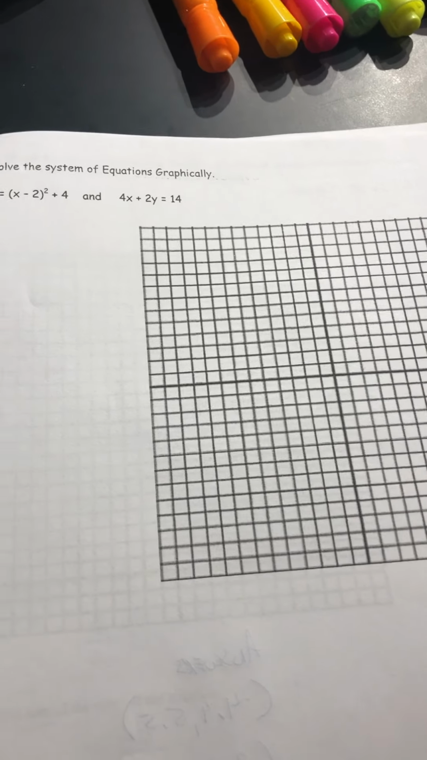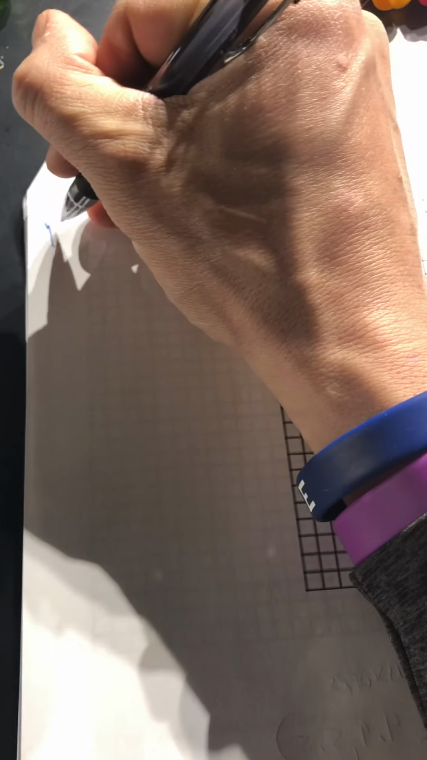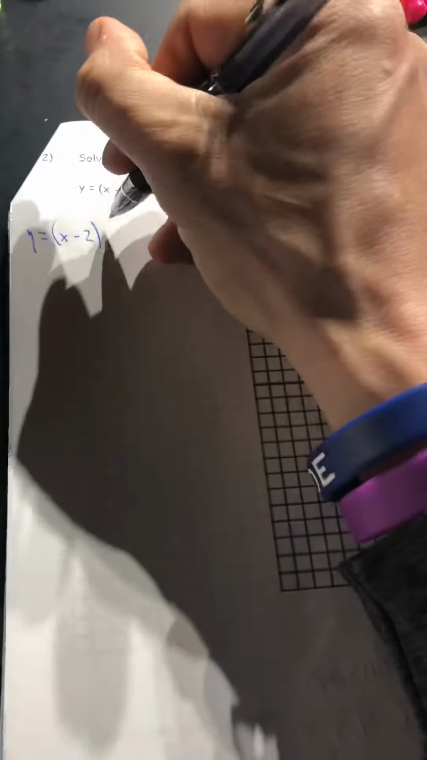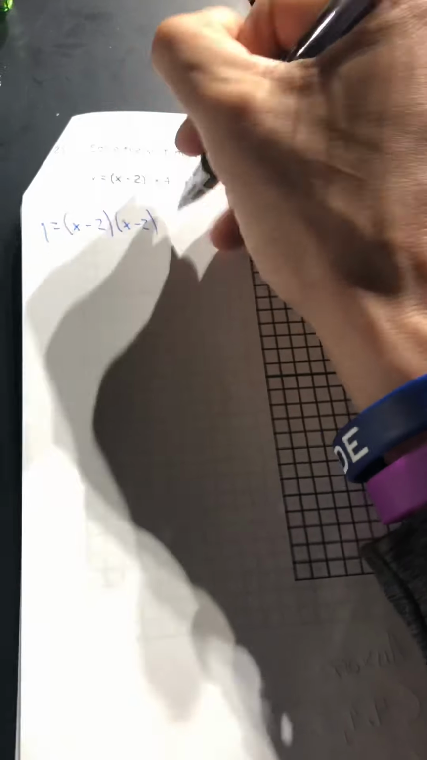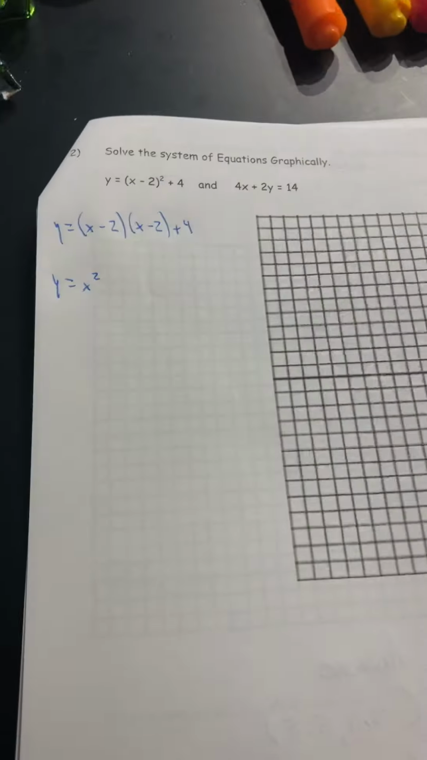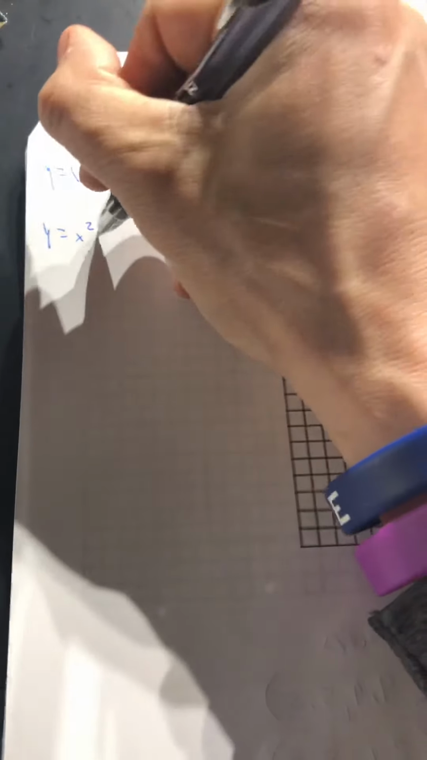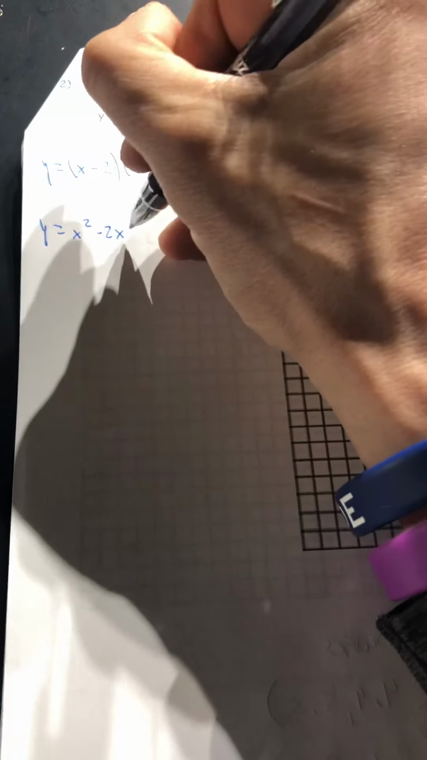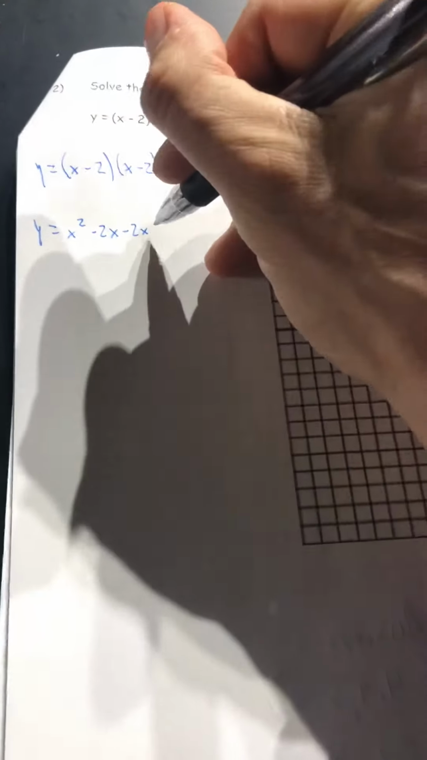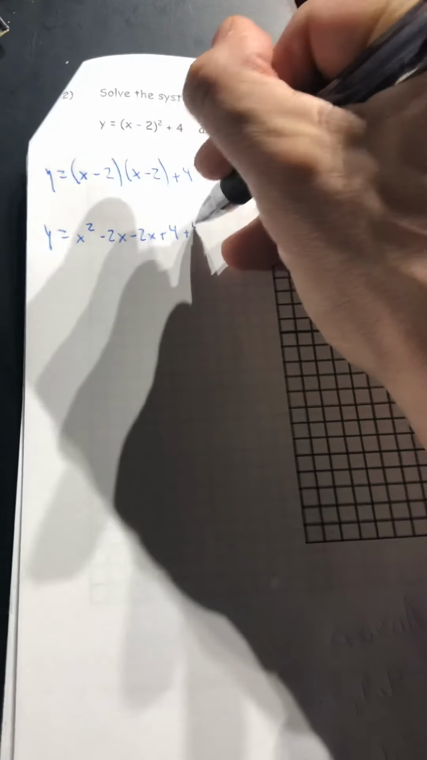All right, so the first thing that we are going to do is we're going to take this parabola, and I'm going to remove my parentheses through PEMDAS. And specifically, starting off with FOIL. So x minus 2 squared is x minus 2 times x minus 2. So we FOIL this. X times x is x squared. X times negative 2 is negative 2x. Negative 2 times x is negative 2x. Negative 2 times negative 2 is a positive 4. And then I have plus 4 here.